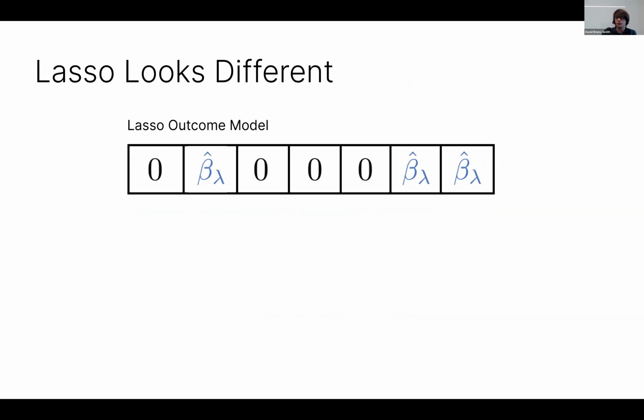So lasso looks a little different. For a lasso outcome model, you have some sparsity pattern where the sparsity pattern is based off of predicting your outcome y.